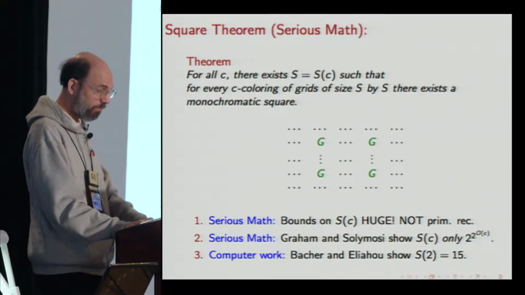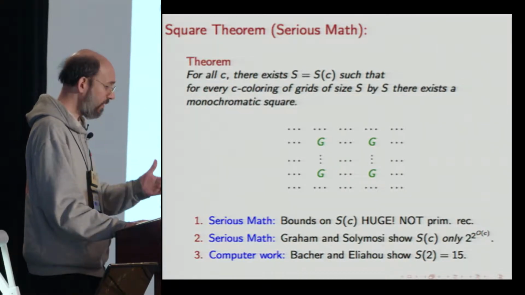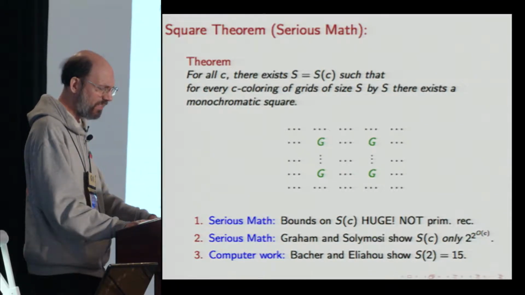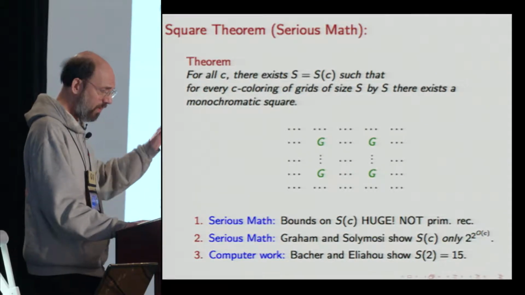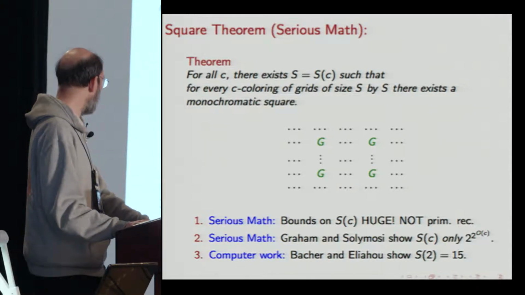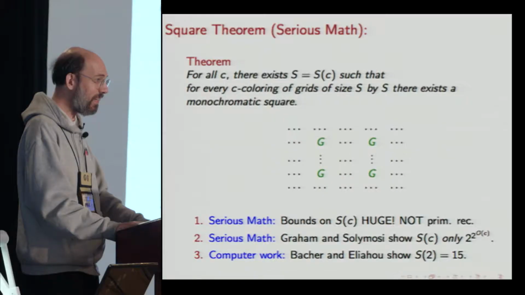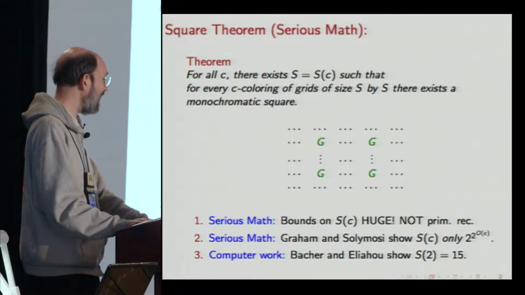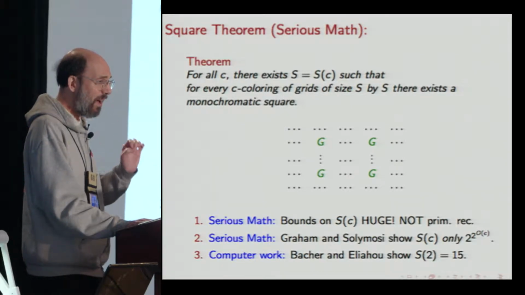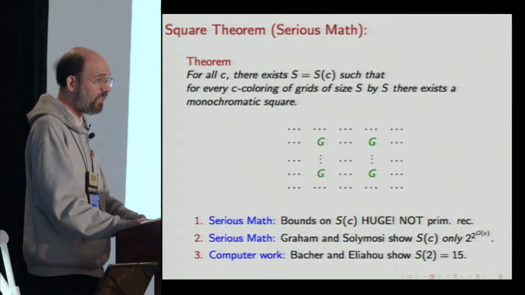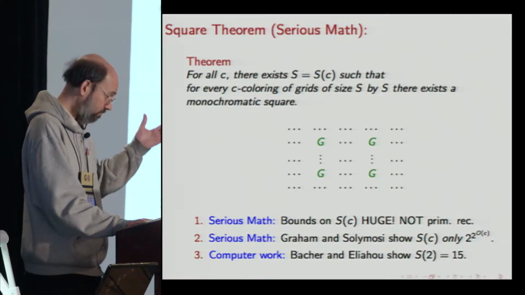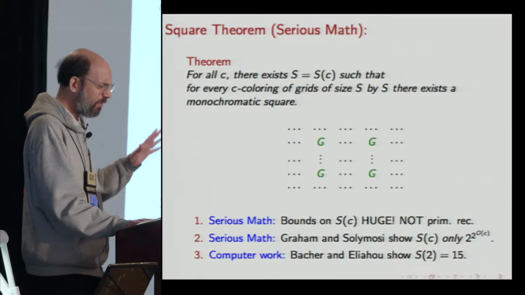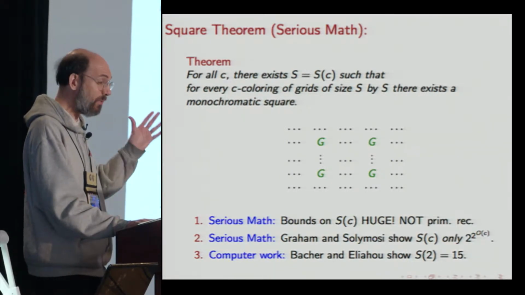And serious math is that there's a bound. The proof gives you a very large bound on S of C. It's not even primitive recursive. Don't worry about that. A more recent proof got the bound to be only 2 to the 2 to the O of C. That's smaller. But computer work showed that S of 2 equals 15, meaning, more concretely, no matter how you two-color the 15 by 15 grid, there's going to be a monochromatic square in there someplace. Good to know. That's a hard theorem, though. That's perhaps called serious math, a branch of Ramsey theory.